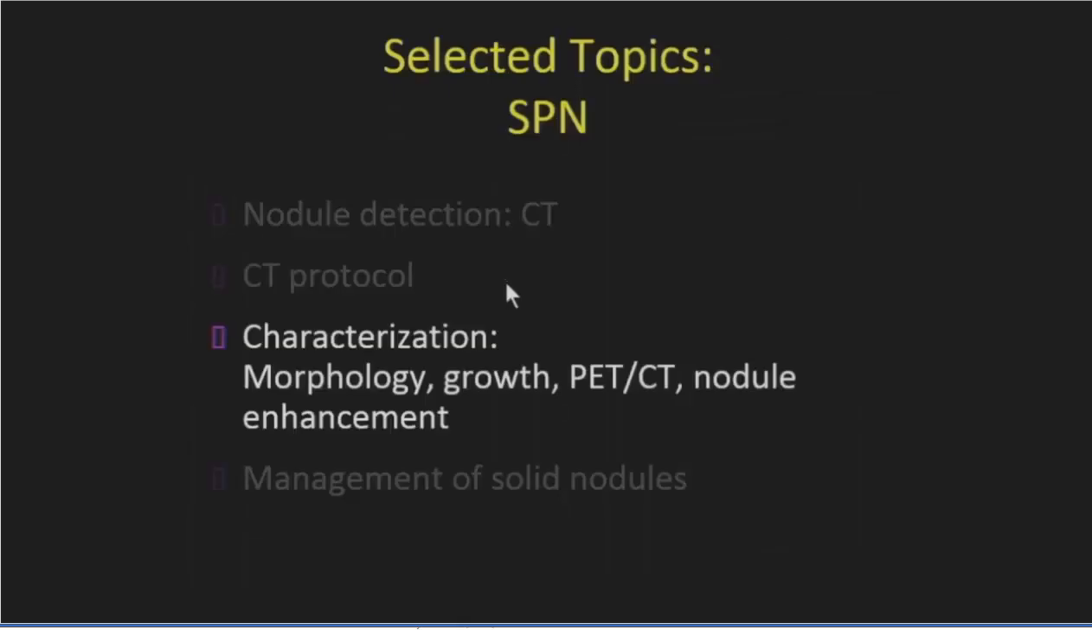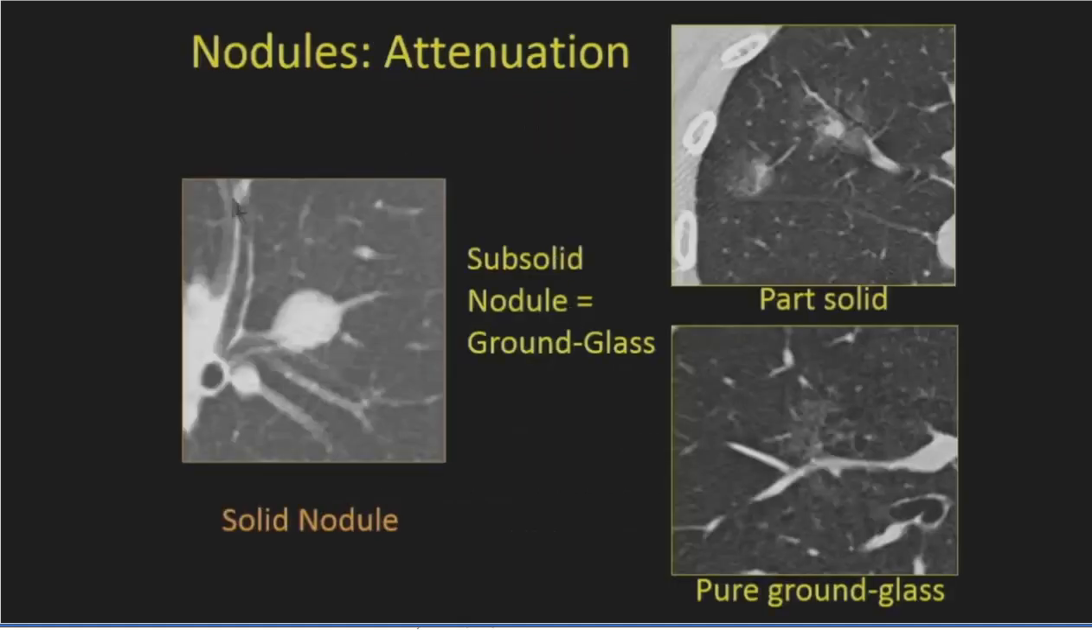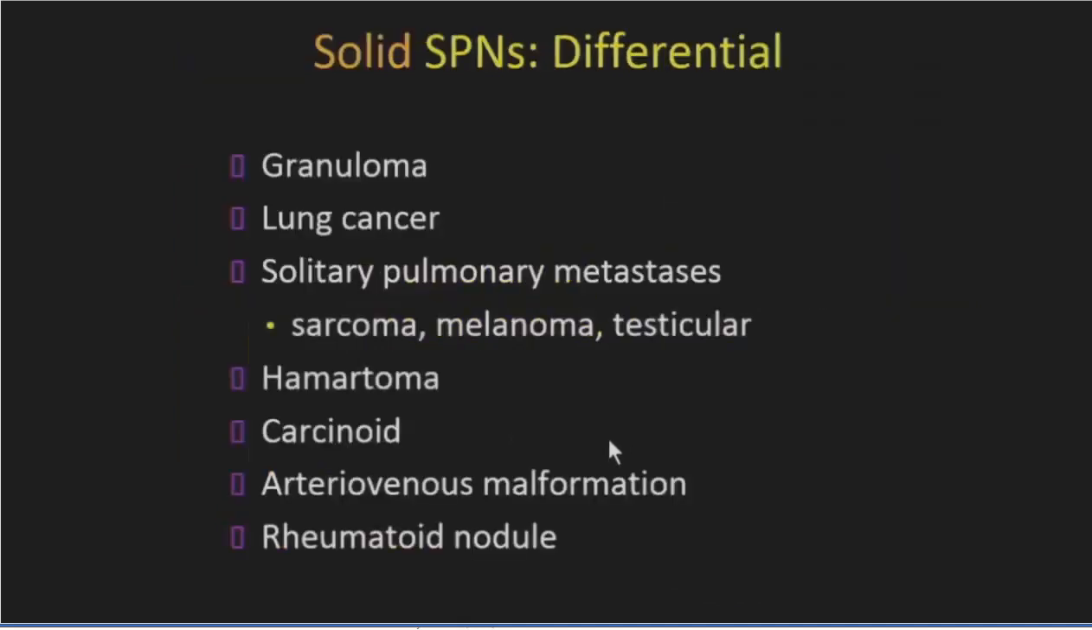So now moving on to nodule morphology, growth, some PET-CT and nodule enhancement techniques. I'll be focusing on the solid lesion, which is soft tissue, usually completely homogeneous, as opposed to the subsolid nodule. So the differential for the solitary pulmonary nodules is typically granuloma, lung cancer, and solitary pulmonary mets in the right patient, hamartoma, carcinoid, AVM. So these are the main things that we think about. There are some more obscure entities, but these are the main players, the top two probably the main things we deal with.